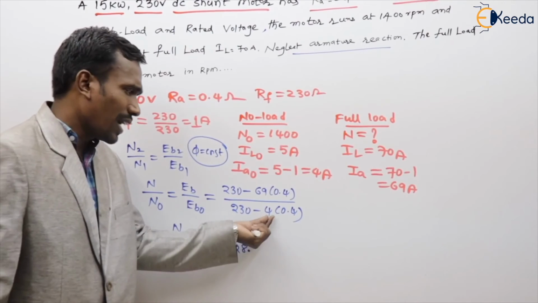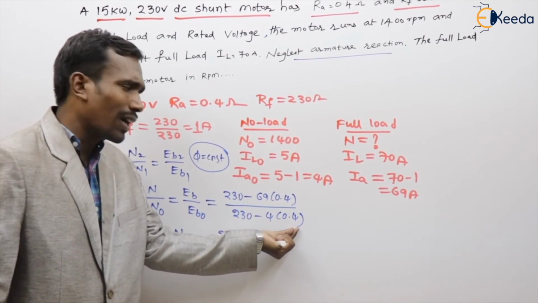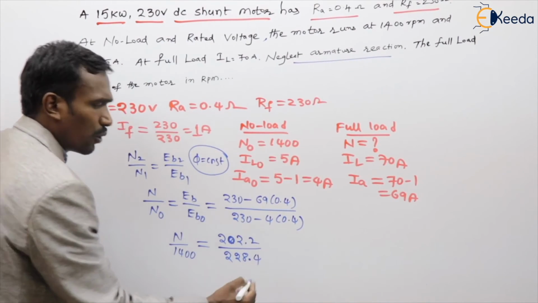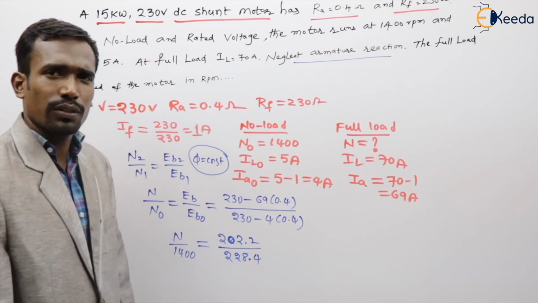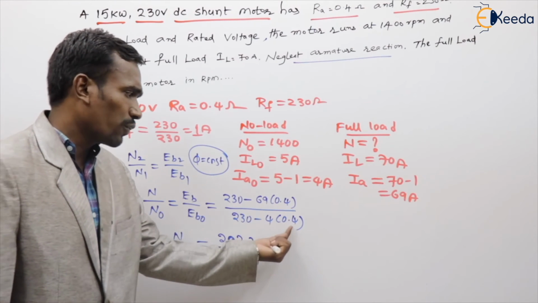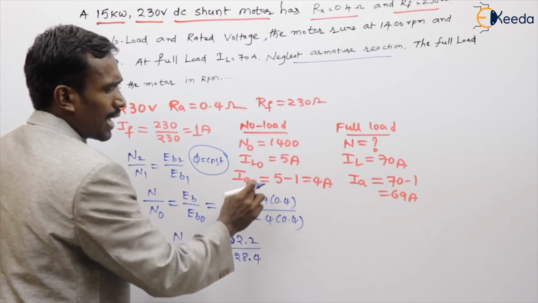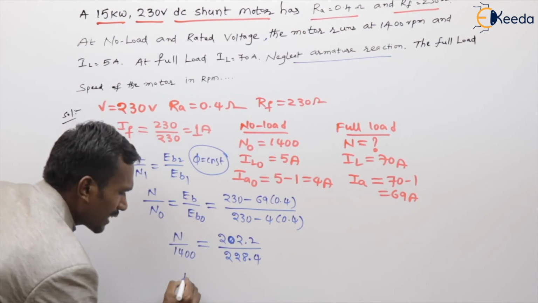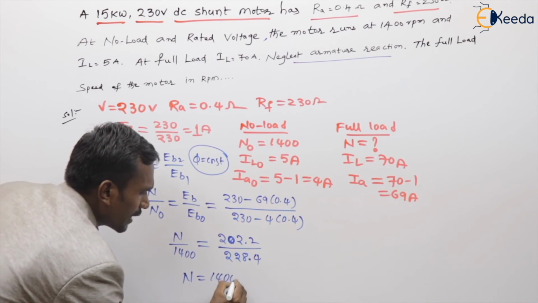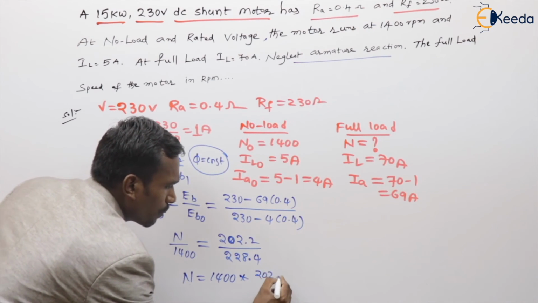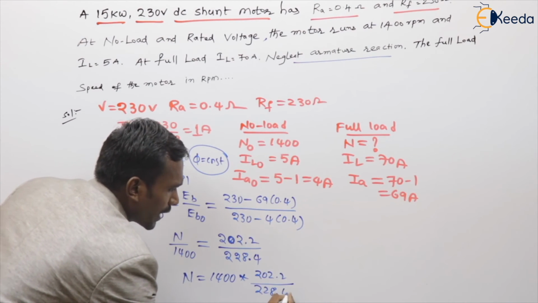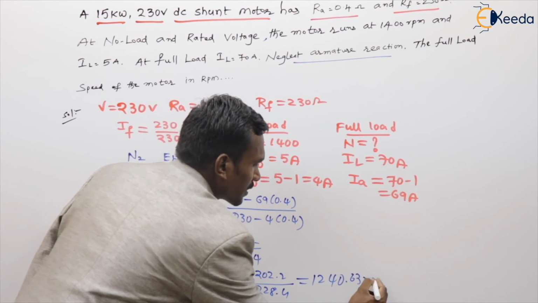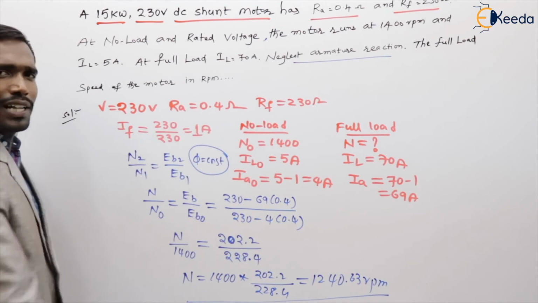What is the value? 4 into 0.4 is 1.6. Yes or no? 1.6, so you get 228.4 as its value. 4 fours are 1.6, right? My armature current is 4 amperes, IA into RA. If you calculate the speed, 1400 into 202.2 divided by 228.4, then you can get 1240.63 RPM.